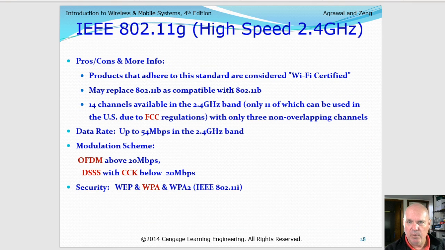And then the next generation for home use was the 802.11g. It increased the data rate to 54 megabits per second, and it used two different modulation schemes. Above 20 megahertz it used orthogonal frequency division multiplexing, and below 20 megahertz it used direct sequence spread spectrum again. And then the WPA2 security protocol was introduced with 802.11g as well.